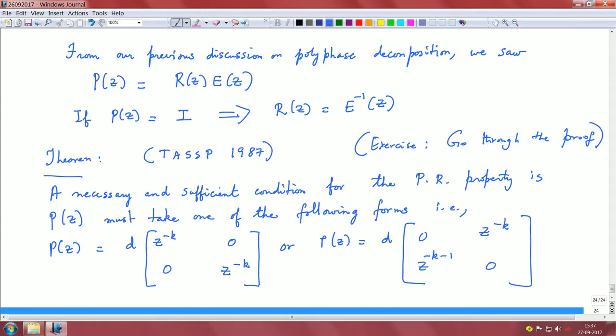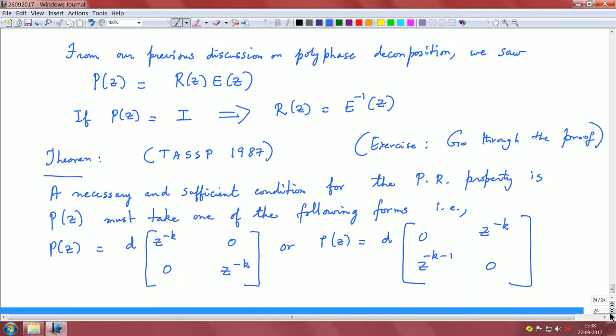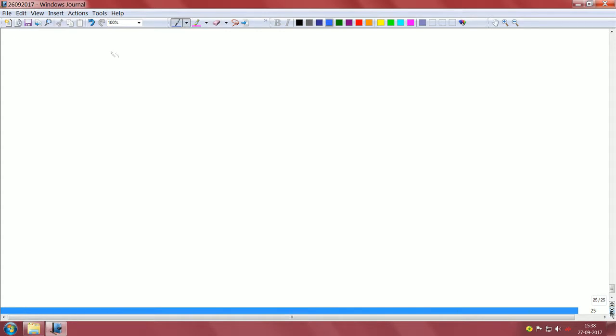Now, this has some interesting consequences. That means I have a structure that I have to impose on P of z, right, and this should be of this form. And then if we were to look into how E of z and R of z have to be, are there any structures for E of z and R of z? Okay. So, let us start with the polyphase representation.